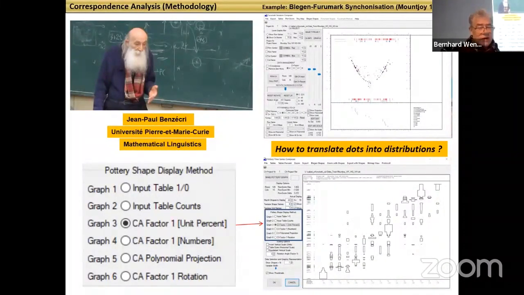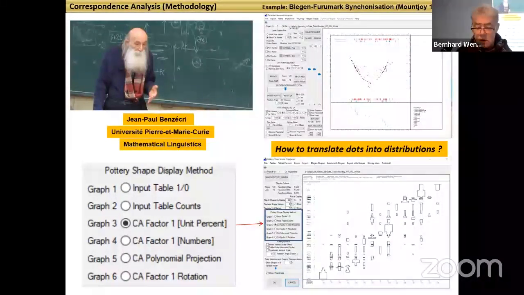We can choose the input table for testing purposes as counts or as incidences. Graph 3 is just a projection down of all the scores. The projection, graph 4, is the numbers. If you develop software, if you want to look at your data, it's quite good to have it on the screen. Then you can see not only the distributions, as in the lower right, but see exactly how many pieces of sherds do we have or pieces of metal. Then comes the ominous polynomial projection, which is my favorite, and I'll show you why. And then we have the rotation.